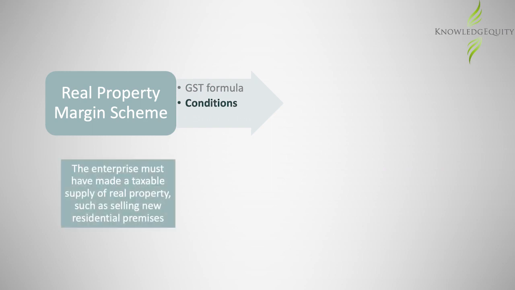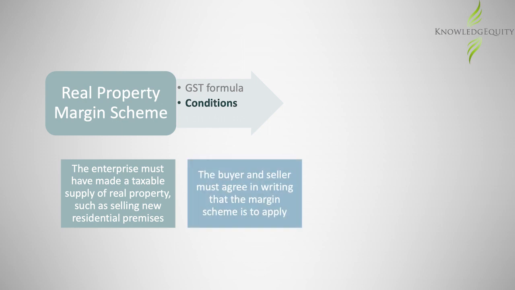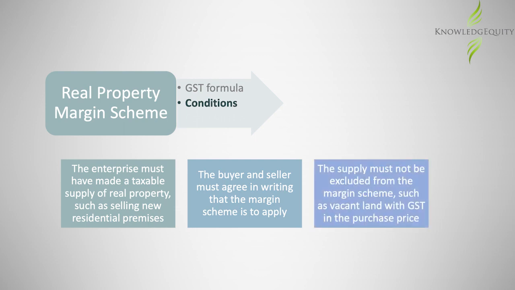Firstly, the enterprise must have made a taxable supply of real property, such as selling new residential premises. Secondly, the buyer and seller must agree in writing that the margin scheme is to apply. Thirdly, the supply must not be an excluded supply, such as if the original purchase was not of an established house, but rather of vacant land that had GST in its price.